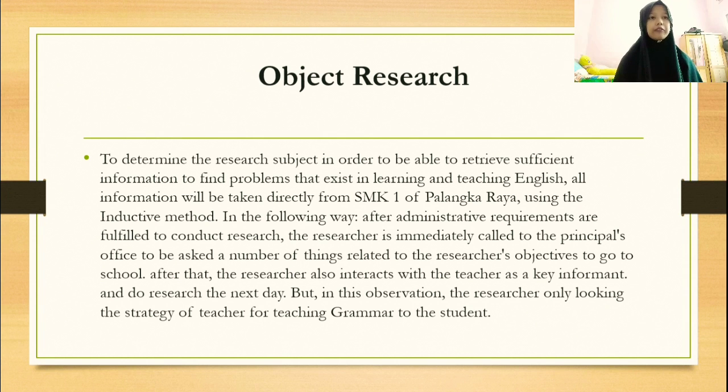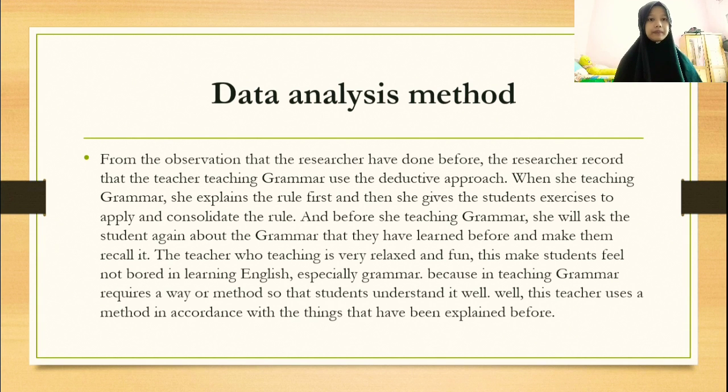In the following way, after administrative requirements were fulfilled to conduct research, the researcher was immediately called to the principal's office to be asked a number of things related to the objectives for going to the school. After that, the researcher also interacted with the teacher as a key informant and did the research the next day. But in this observation, the researcher only looked at the teacher's strategy for teaching grammar to the students.